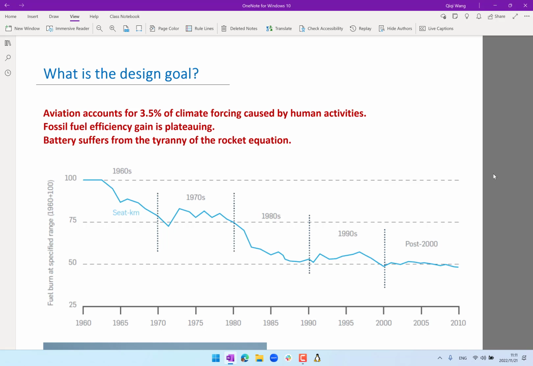And unlike cars, which can just use batteries to replace fossil fuels, for aviation, we have this tyranny of the rocket equation. Anybody know why that is the case? Anybody want to give a guess? Have you read about the prospect of replacing aviation fuels with batteries? Yes? The weight doesn't go down as you travel. Very good point. The weight doesn't go down as you travel, right?